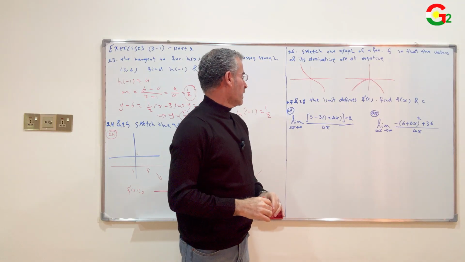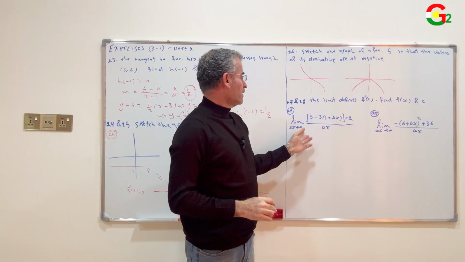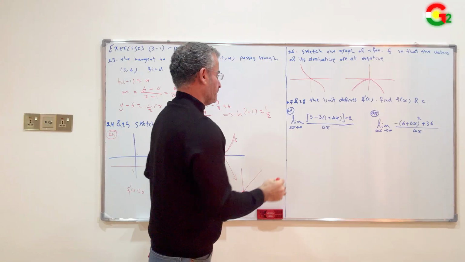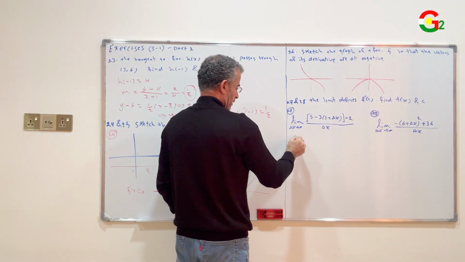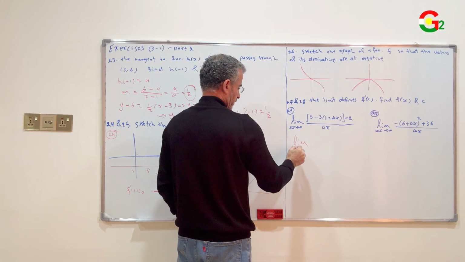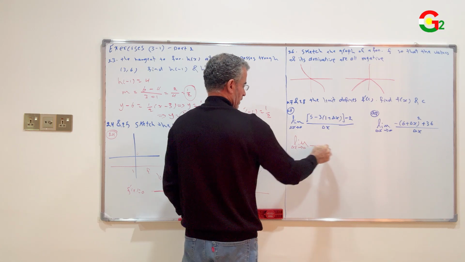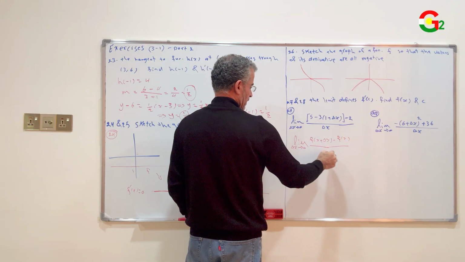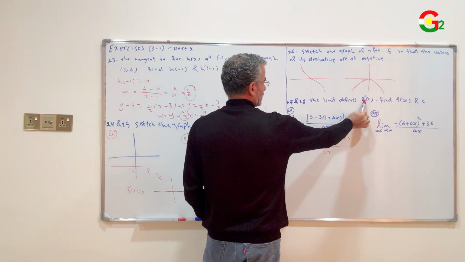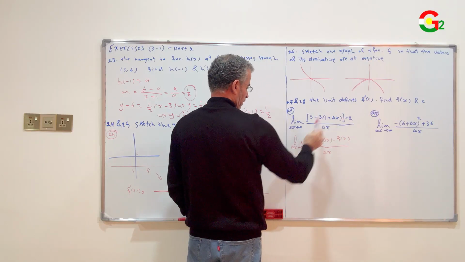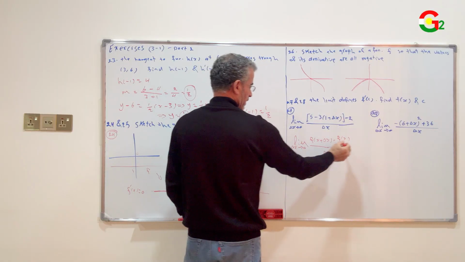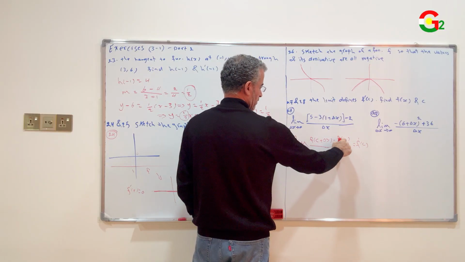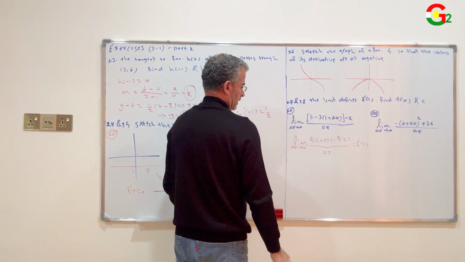Question number 27 and 28. The limits define f'(c). Find f(x) and c. If we compare this limit with the limit definition of the derivative, f(x plus delta x) minus f(x) over delta x, since this limit is the derivative of f at c, then f'(c) will be f(c plus delta c) minus f(c) over delta x.